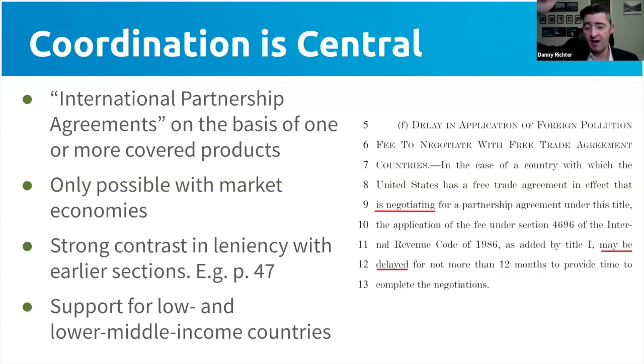So earlier I told you about how if there's an evasion of the fee, embargo, you can just block the importation of that. Here they're saying we can delay the fee for up to a year as long as we're negotiating. That contrast, I think, really underlines how much they're relying on coordination to get the emissions reductions in this bill. I'll also note that they include in this section support for low and lower middle income countries. So instead of having 12 months, they have 3 years and 5 years respectively, which is good for international trade law considerations.